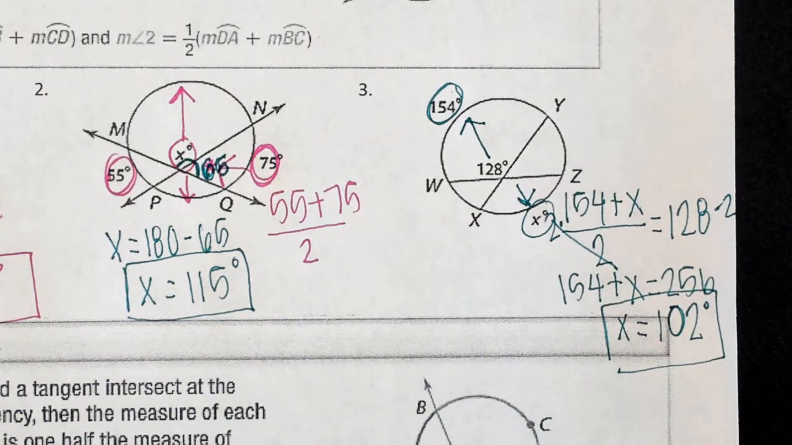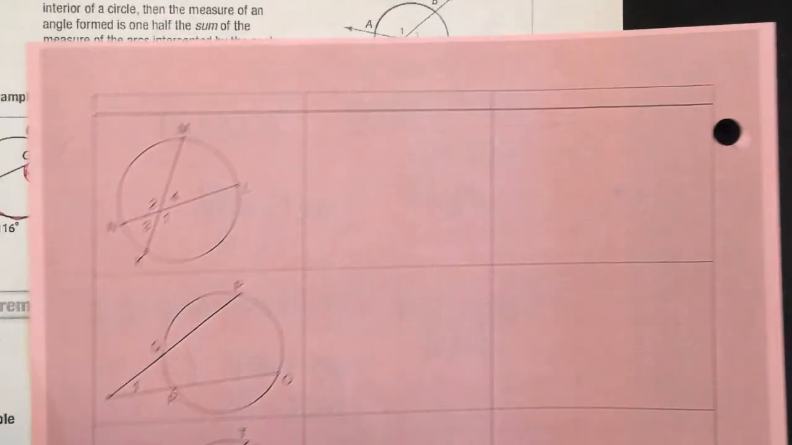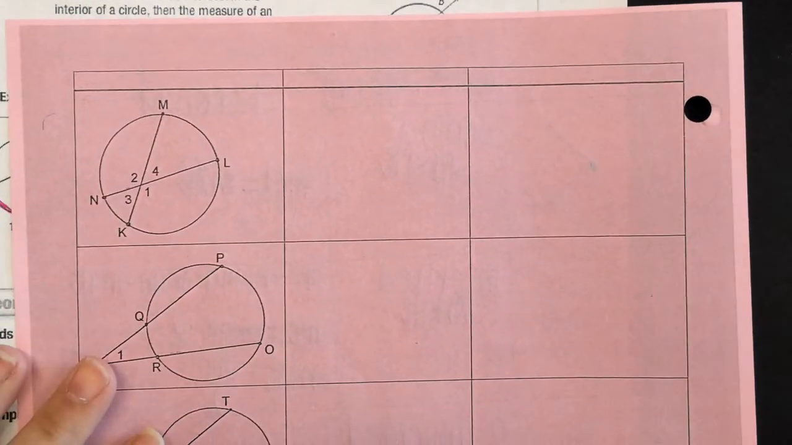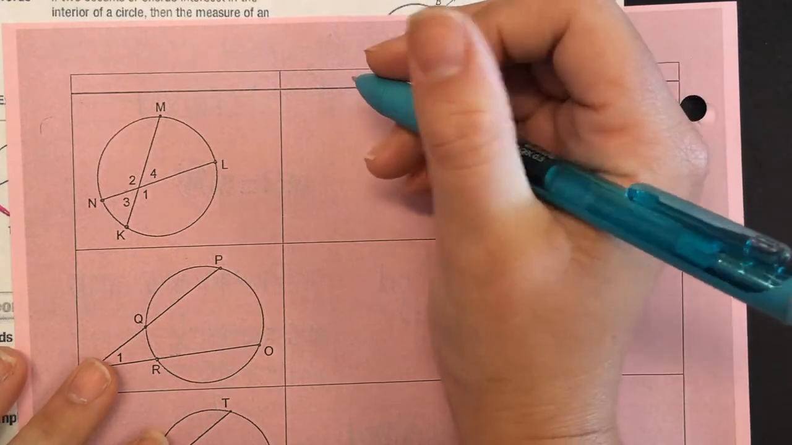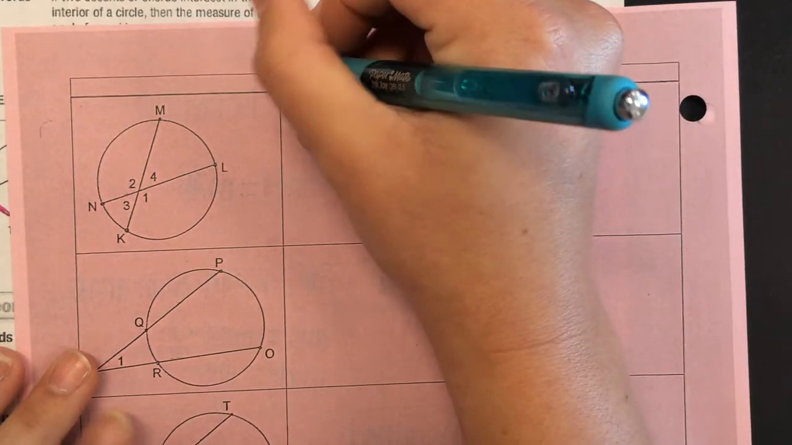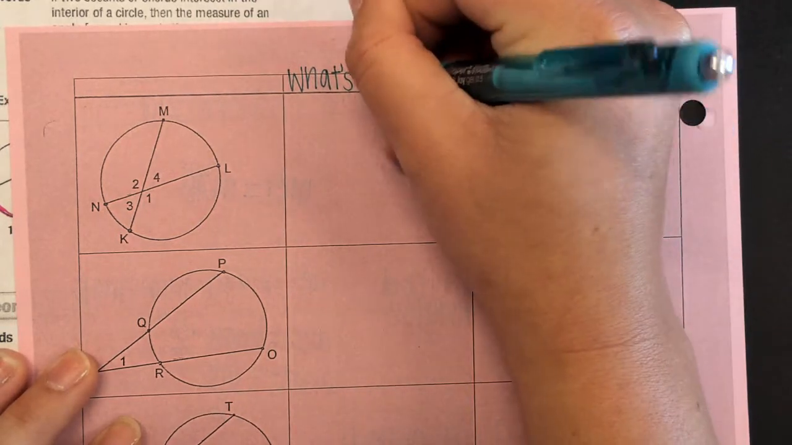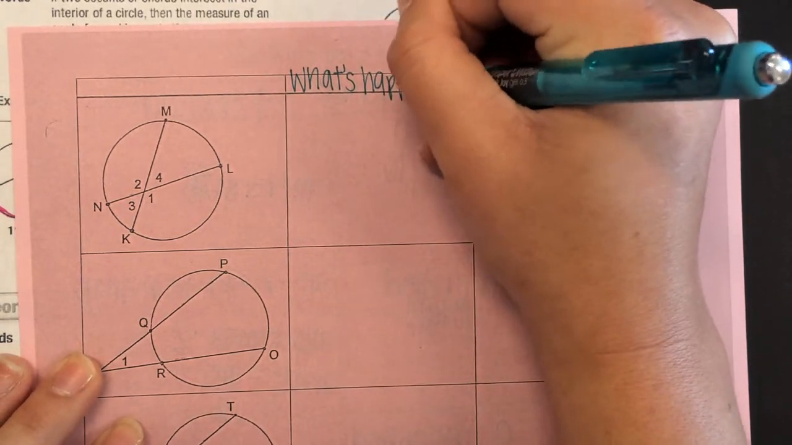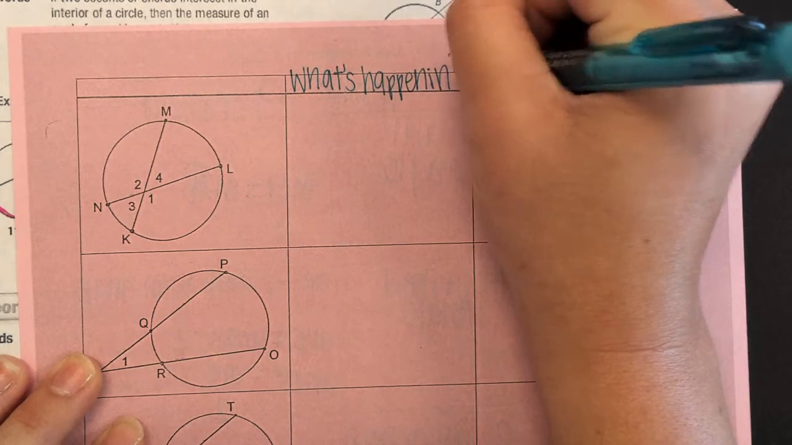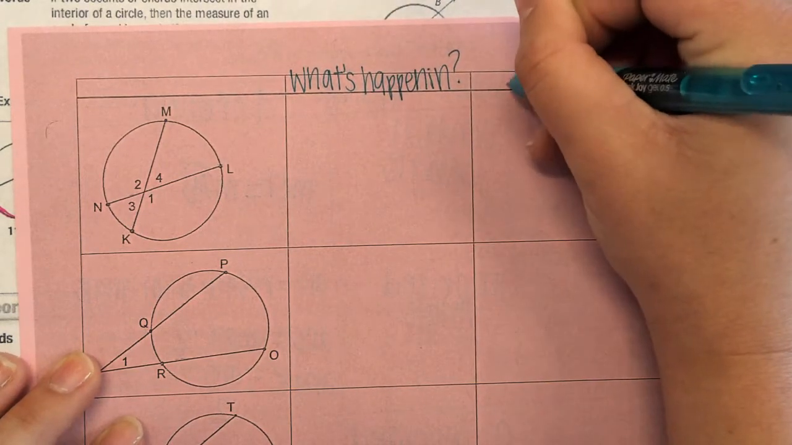Okay, so let's go to our pink sheet and write down what's happening. Write what's happening and then the formula.